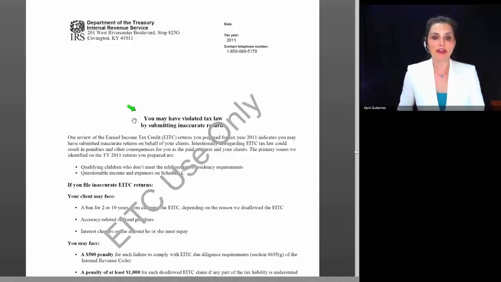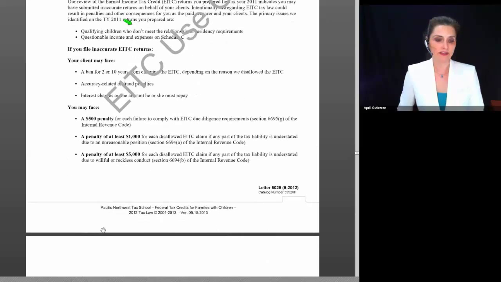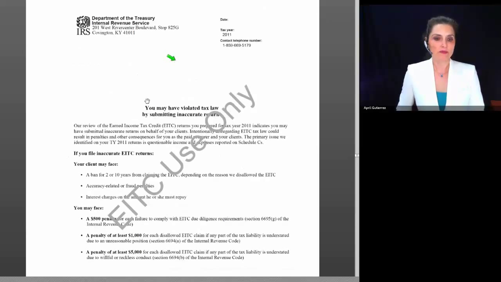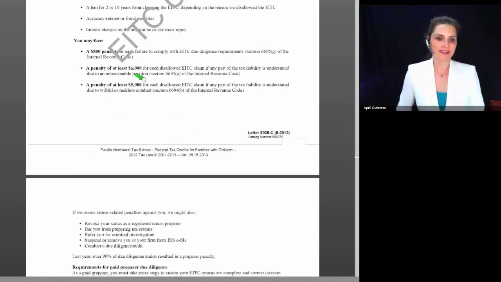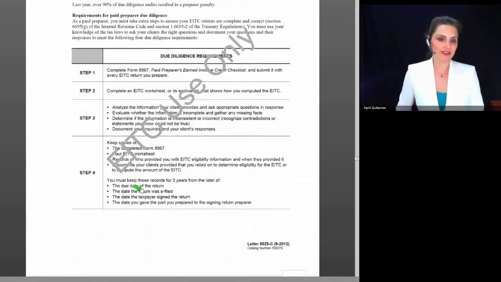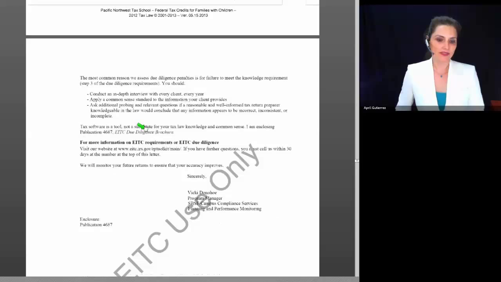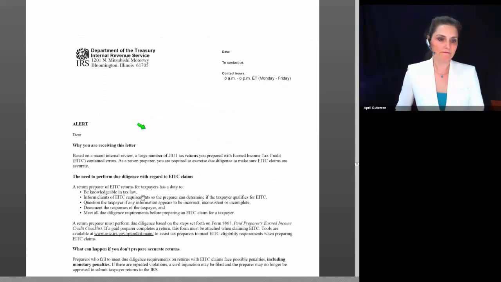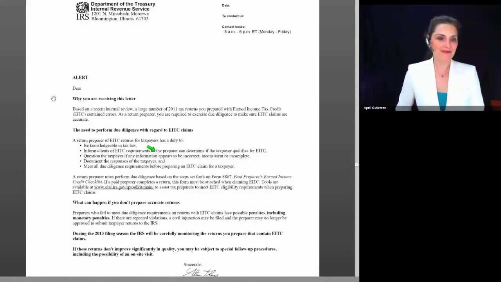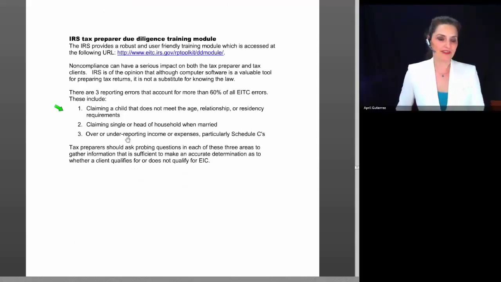You may have violated the law by submitting an inaccurate tax return. The next letter that comes up is, you may have violated the law by submitting an earned income credit return that's false, and it goes on. I think that's just multiple pages of the same document. Here's the next one, alert. Why are you receiving this letter? Based on a recent internal review, a large number of the returns you prepared had errors. And then the next one, there's more that are similar after that.